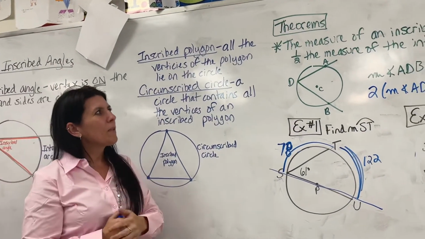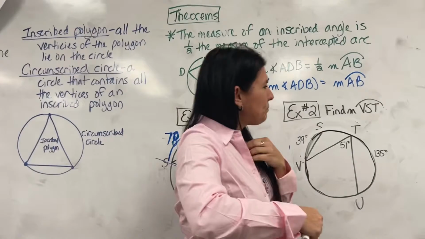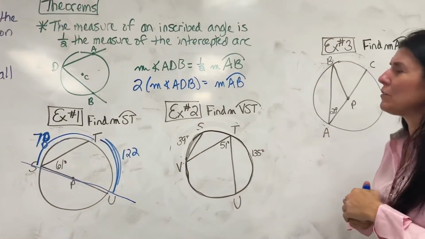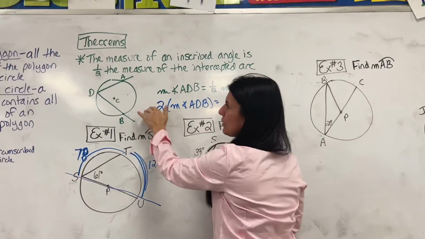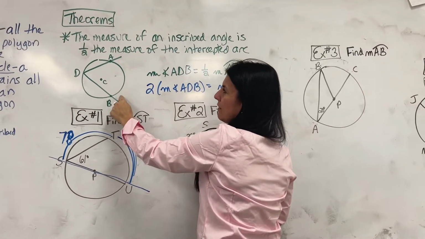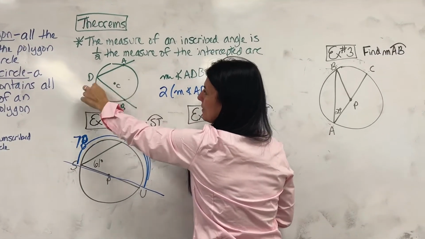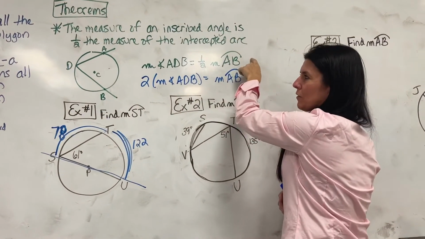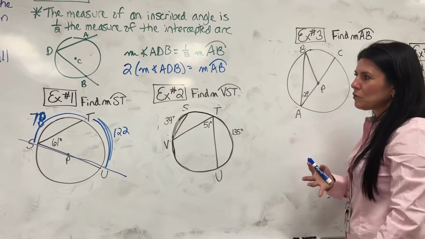New theorem. The measure of an inscribed angle is half the measure of the intercepted arc. Looking at my picture, this angle is half of this arc. This arc is double this angle. That's where both of these come from. You could use either one of those depending on the situation.